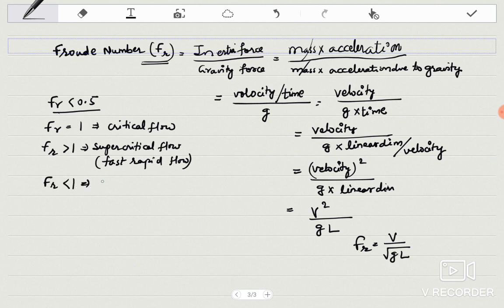Then Fr less than 1, this is known as subcritical flow, or it is also called slow or tranquil flow. In this case, the small surface waves move upstream if Fr is found to be less than 1. So in critical flow, your disturbances to the surface will remain stationary, because the velocity of water will be just equal to the velocity of the surface waves. So these are certain characteristics regarding the Froude number, and naturally, as I told you earlier, this is important where the gravity forces are important.